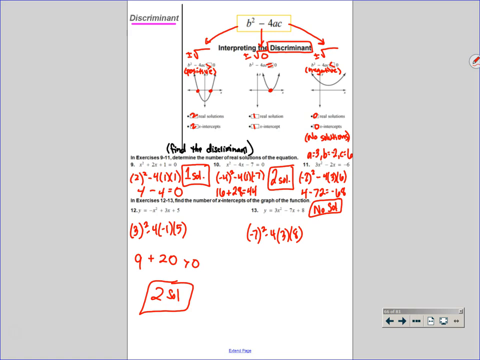And when you were over here, 49 minus 4 times 3 is 12. 12 times 8 is 96. How's that going to turn out, guys? Yeah, it's going to turn out to be a negative. And what happens when I have a negative under a square root?